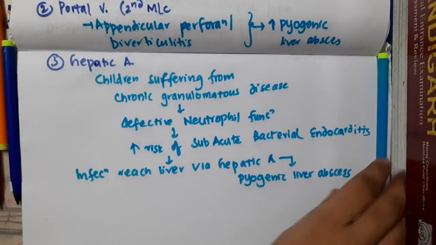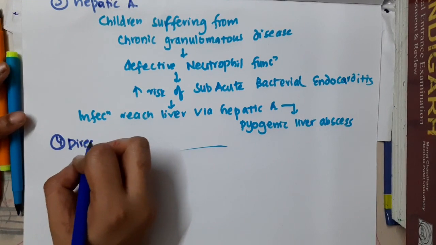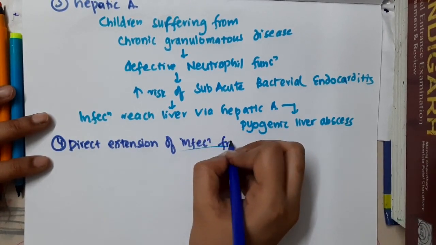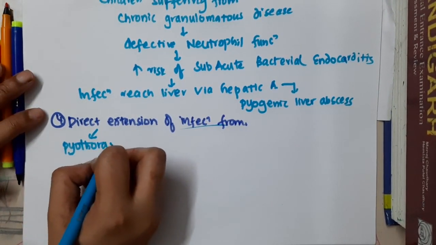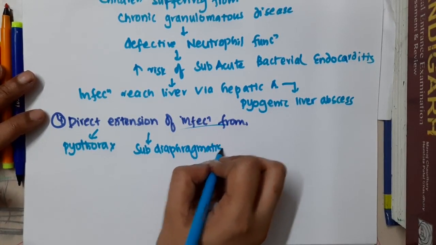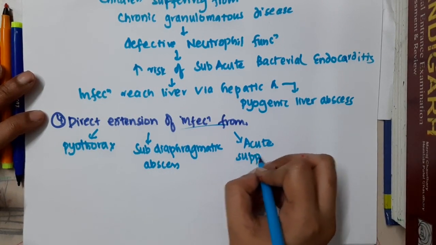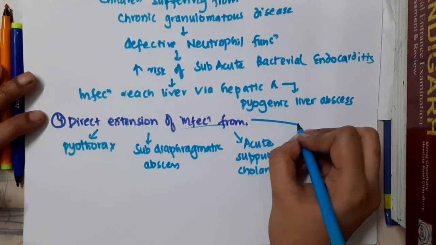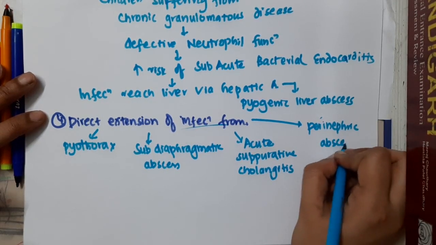The fourth route of infection is direct extension of infection, which can occur either from pyothorax or subdiaphragmatic abscess, or from acute suppurative cholangitis, and also from perinephric abscess. So these are the different conditions from which direct extension of infection occurs.